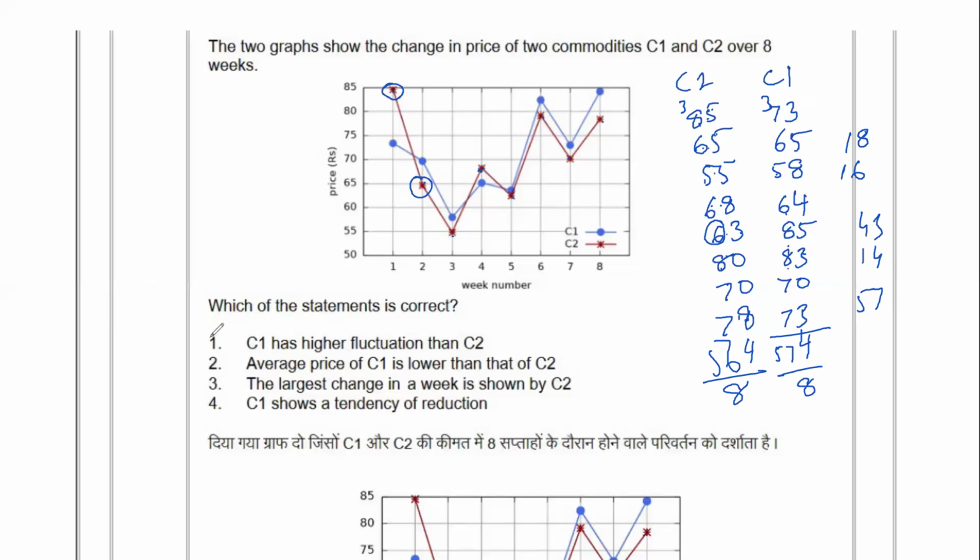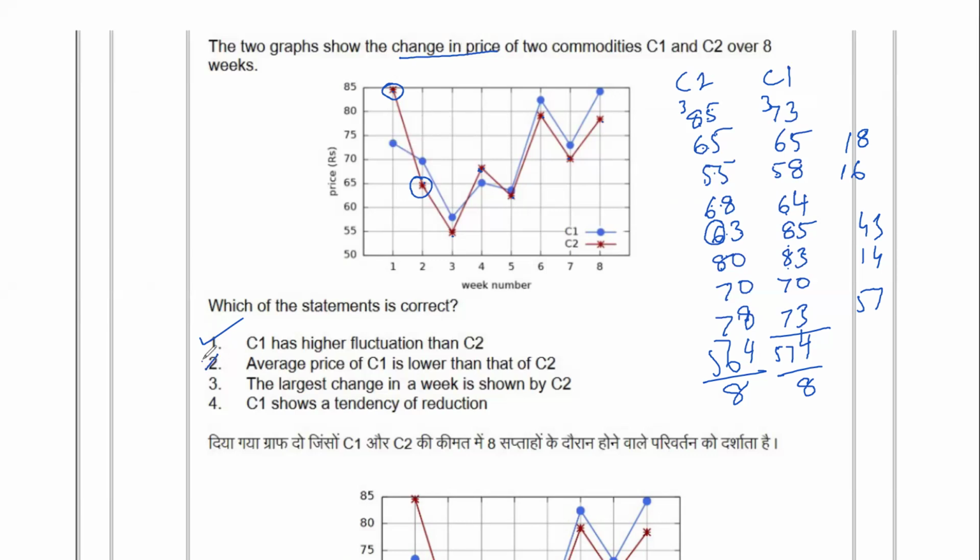So C1 has higher fluctuations. That's correct. If I take the average of the changes, then C1 is correct. The average price of C1 is lower than that of C2. See, we will not come to know the average price because the graph shows the change in price. It's not showing the price. So it tells you that in week one, whatever the commodity is, it changed by 85 rupees. It doesn't say that it was 85, it went down.